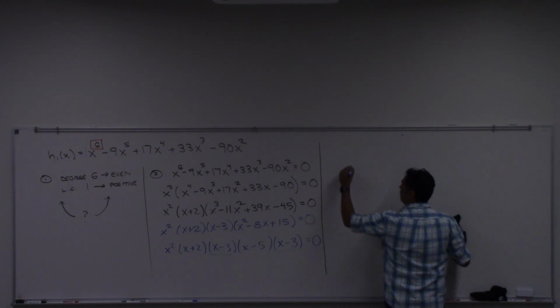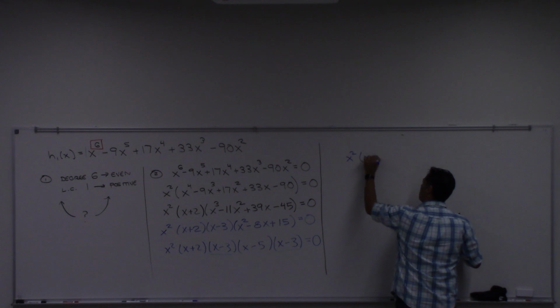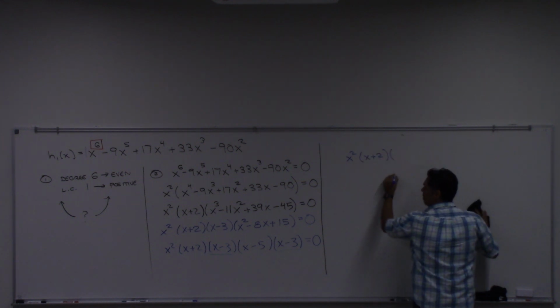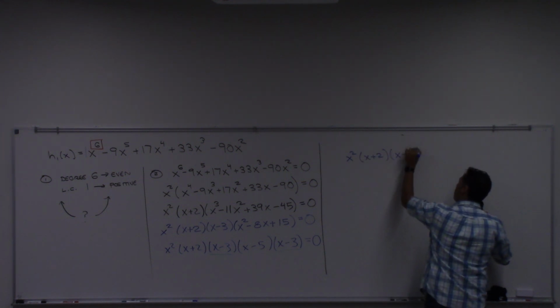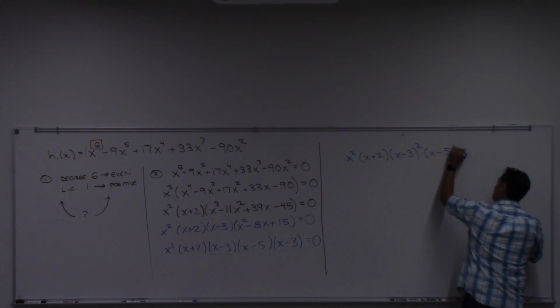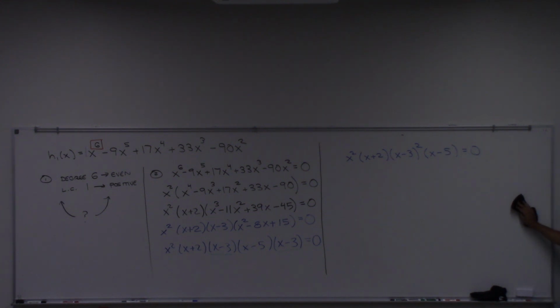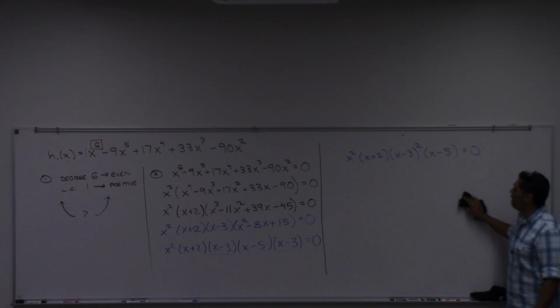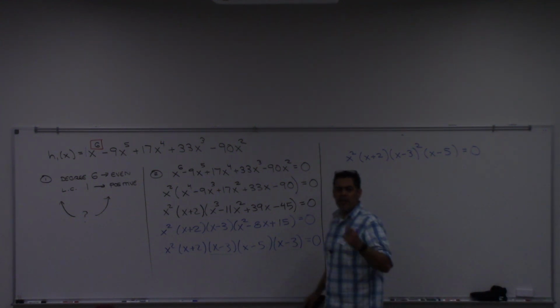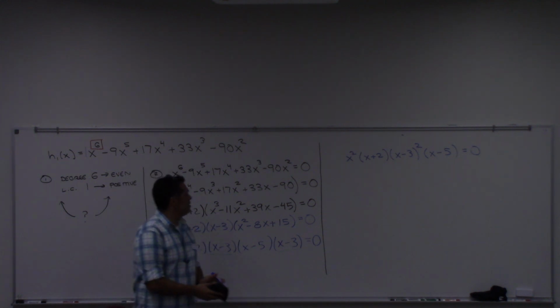So that is x squared, x plus 2, doesn't matter what order I put this in, x minus 3 squared, and then x minus 5 equals 0. All right, we're almost done. What causes the graph to bounce when it's squared? Let me draw it, and then we'll talk about it. I think once we have the picture, it'll make a little more sense.